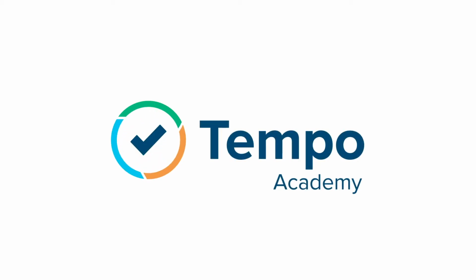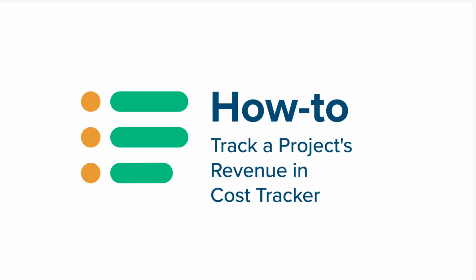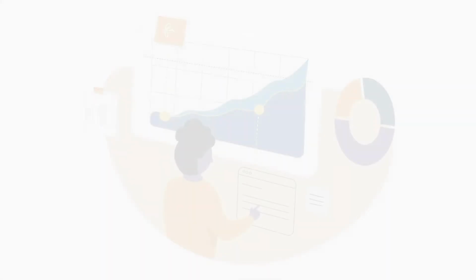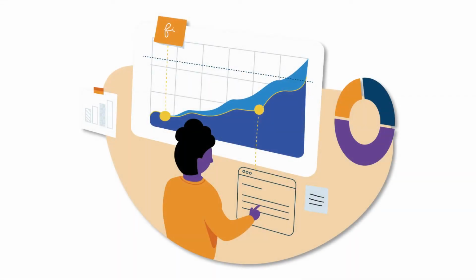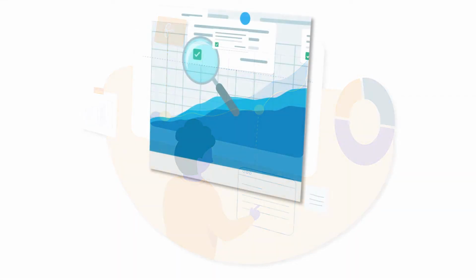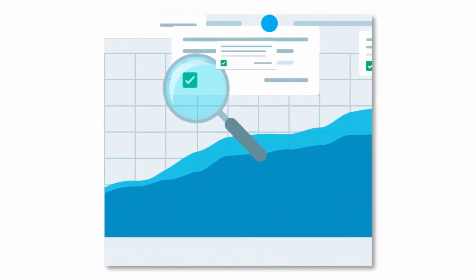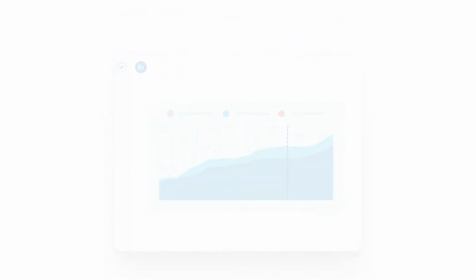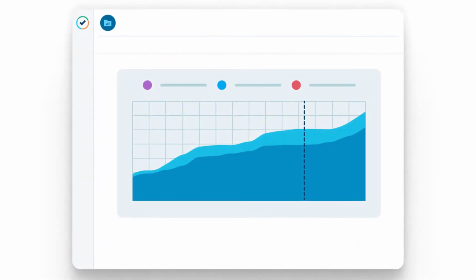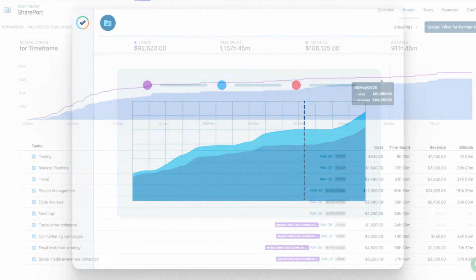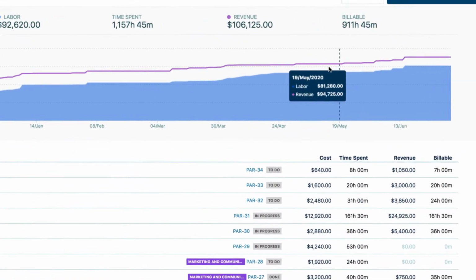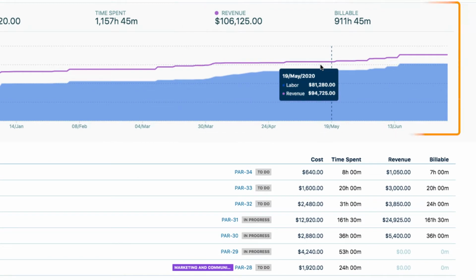If you're billing time to your Jira projects, you can track that revenue in your Cost Tracker project. Cost Tracker for Tempo Timesheets is a simple yet powerful app that transforms the tracked time on Jira issues into costs and paints a clear and simple picture of your project's financial health. In this video, I'll show you how to track revenue in a Cost Tracker project.